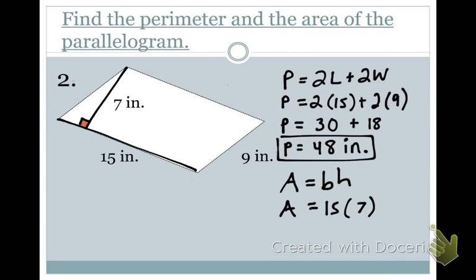Guys, what's 15 times 7? 105. 105 square inches or inches squared. Once again, I do not care which way you write it. So that's how you find the perimeter and the area.